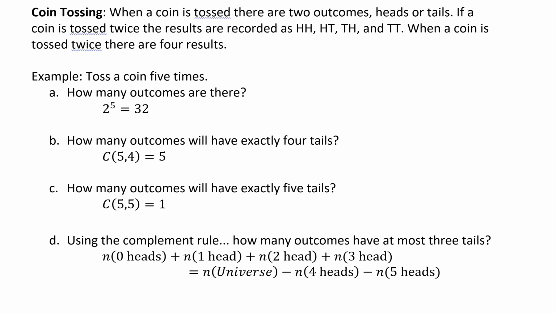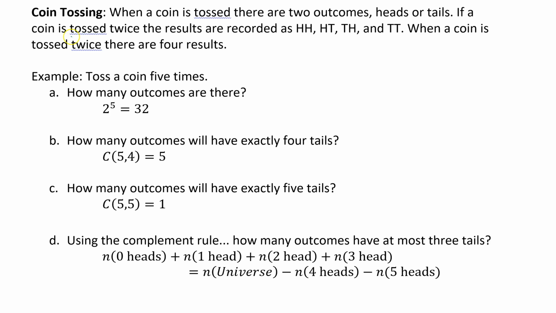Additional counting techniques will be covered with this particular example. The example has to do with coin tossing. We all know that when a coin is tossed, there are two outcomes, either heads or tails. We're not looking at the probability of heads or tails occurring, just the fact that a head could occur or a tail could occur.